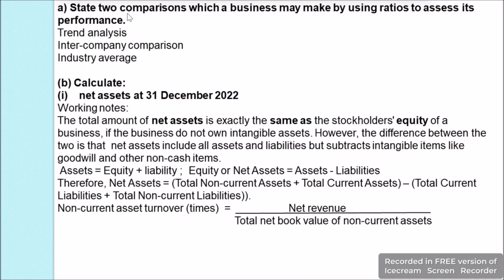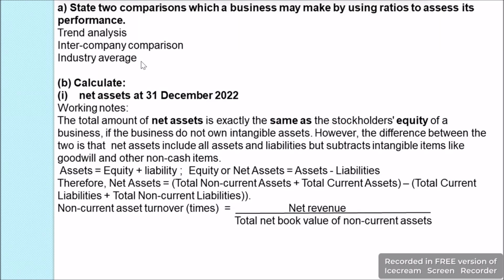In the A bit of the question, we are asked to state two comparisons which a business may make by using ratios to assess its performance. The two comparisons which the business can use is trend analysis. In trend analysis, we take the historic data or the past data and compare it with the present data so that we can predict the future trend.